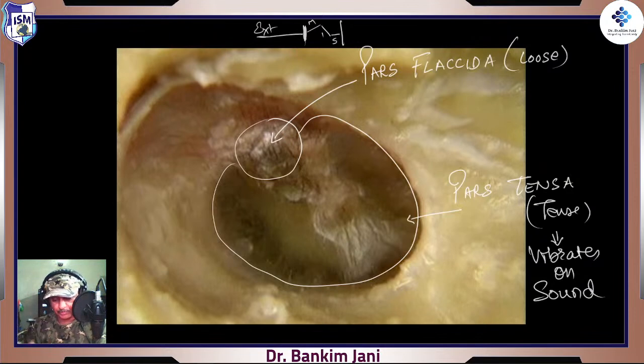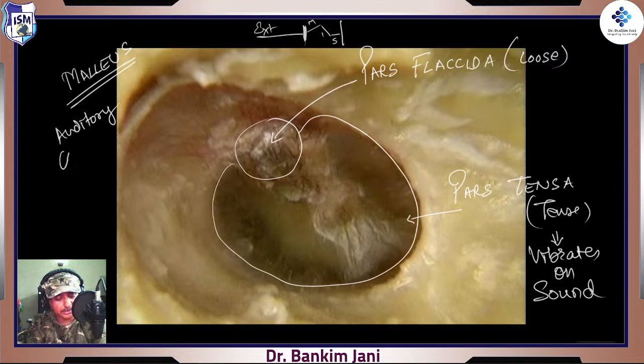So this first bone, which is called the malleus. They are also called the auditory ossicles. Ossicles means small bones. They are called auditory because they are related to audition. Malleus, incus, stapes. So this is the first one, which is malleus. Where is it? This is the external ear, so that means it will be on the other side, right?